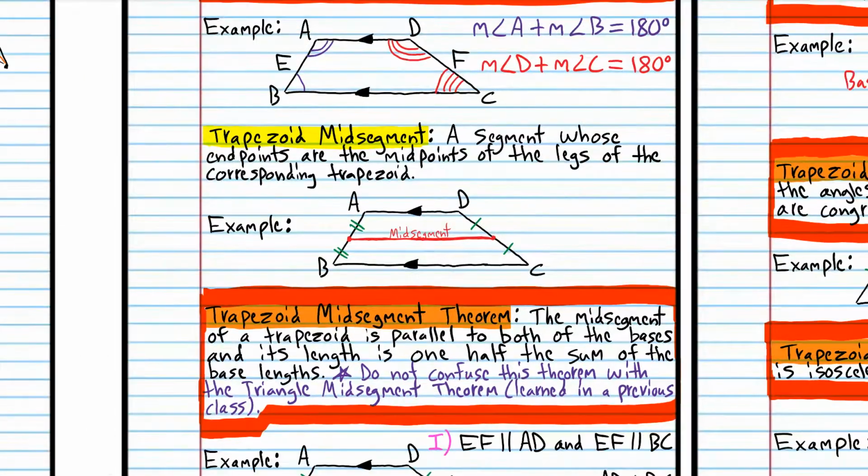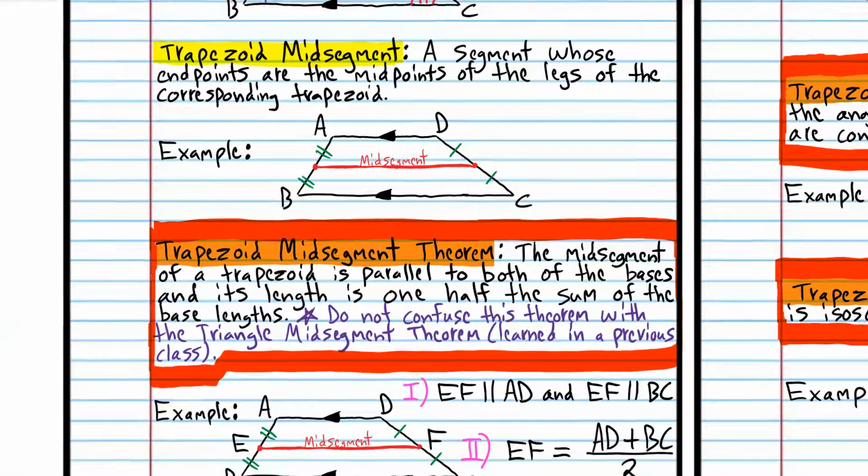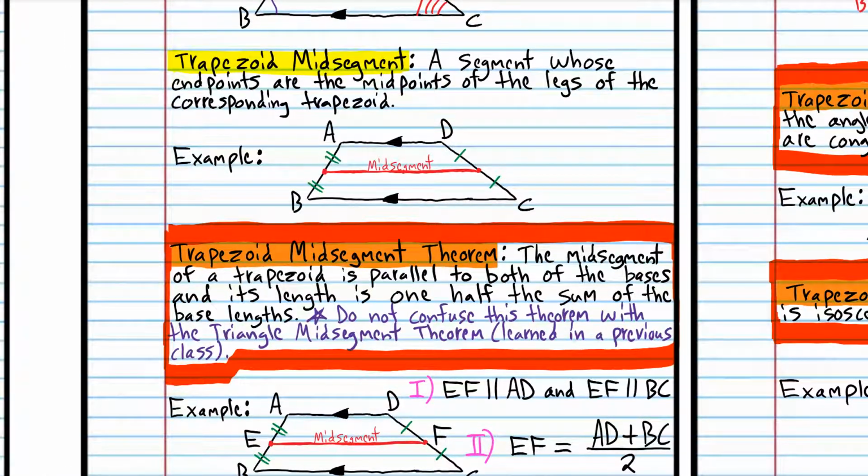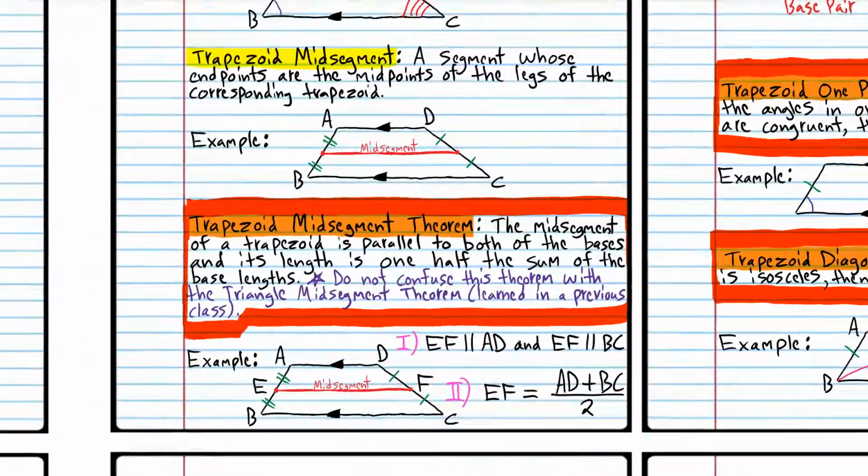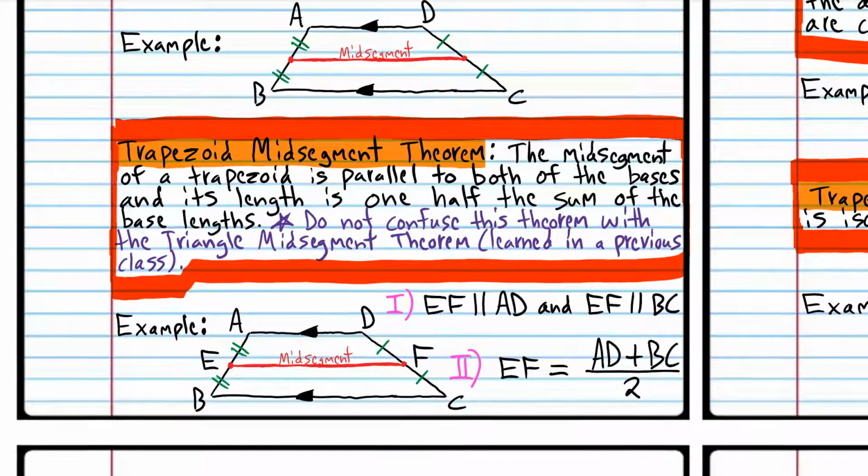So that's the midsegment. It's just a segment that goes through the middle of the trapezoid. Now the midsegment theorem tells us that the midsegment is parallel to the two bases. So this midsegment is parallel to these two bases. That's part 1 of this theorem.